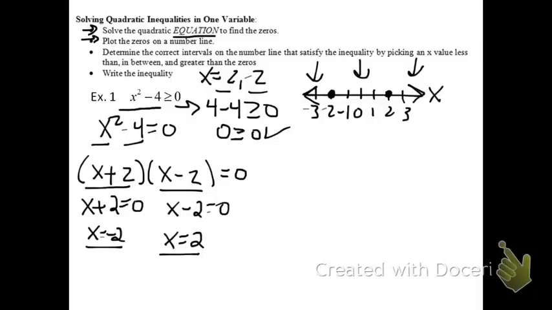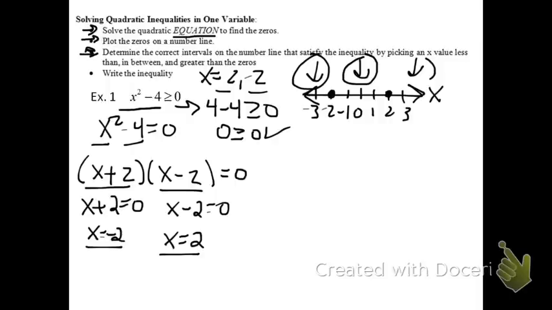Step 3 is the trickiest step I think students have, and we're going to determine the correct intervals on the number line that satisfy the inequality by picking an x value that's less than, which is over here, in between, and greater than each of our zeros at negative 2 and 2 for this example.